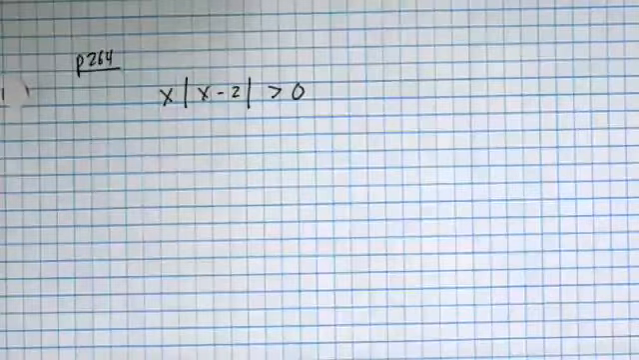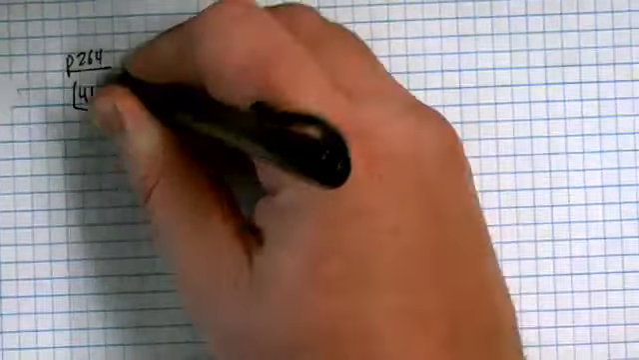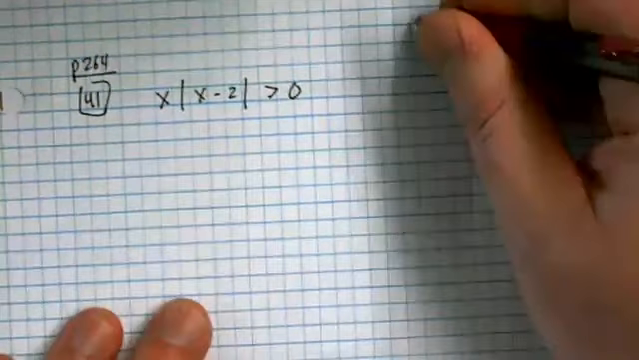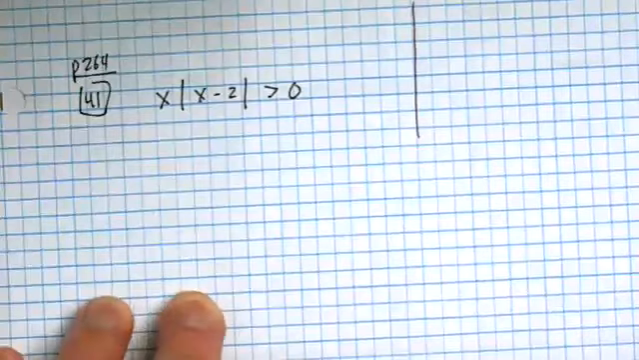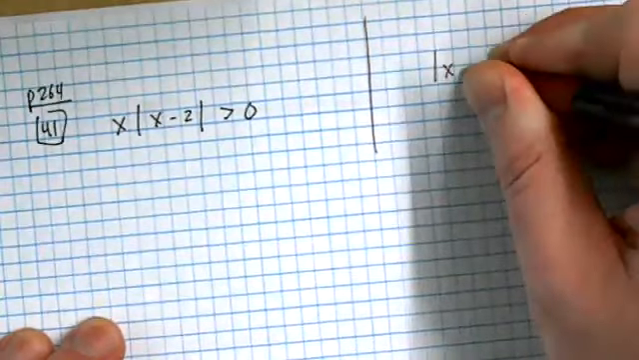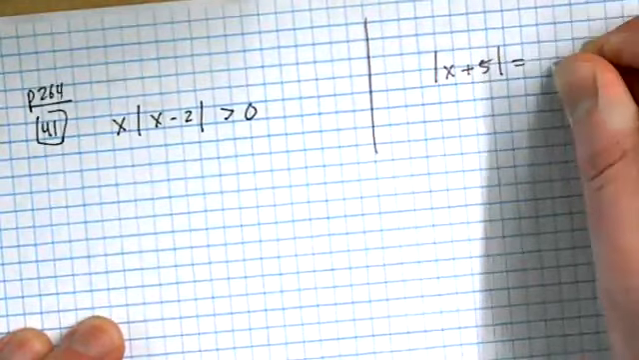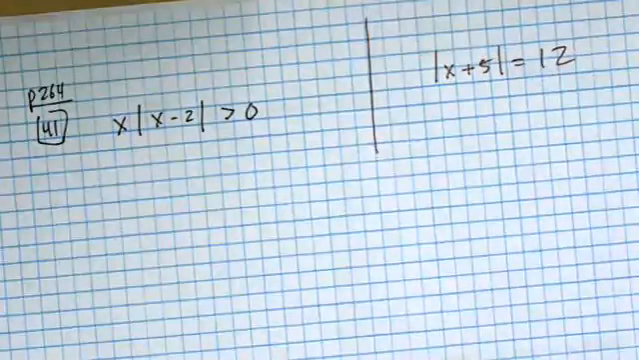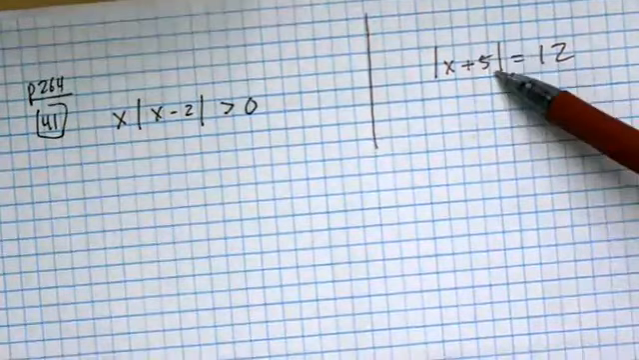So this is number 41. Before we do this, let me just give you a quick reminder. You guys know how to solve absolute value equations. When we do this, we've got to get the absolute value by itself.